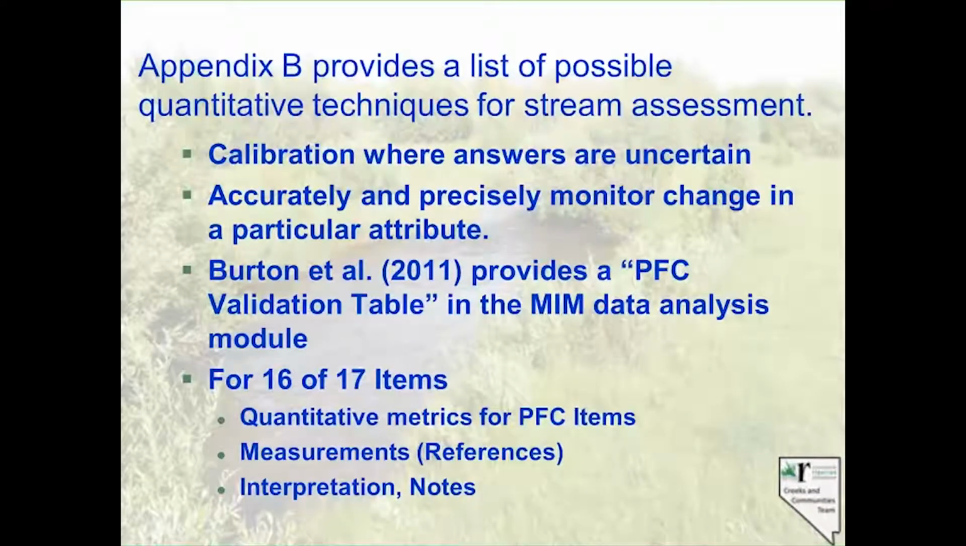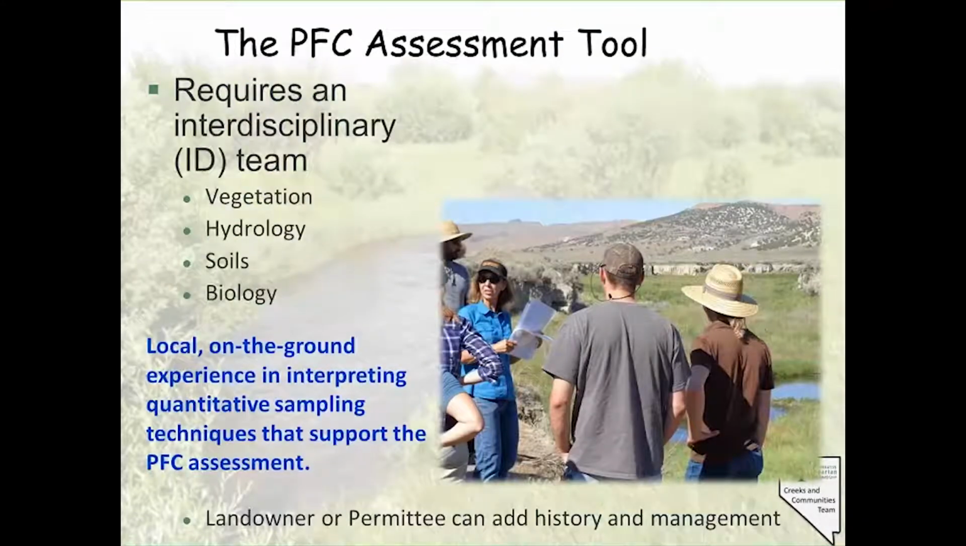I remember being taught in grad school, don't talk about vigor because you can't measure it, and indeed we don't have good metrics for that. Sometimes you can see it, and it's useful, but it isn't as measurable as the other 16 items are. So PFC is an assessment tool, and because these riparian areas are complex, it requires an interdisciplinary team.